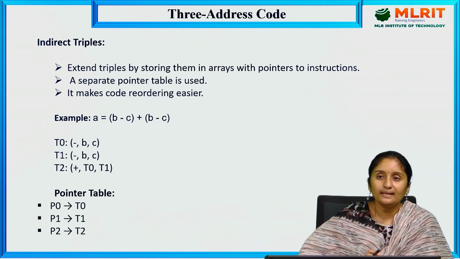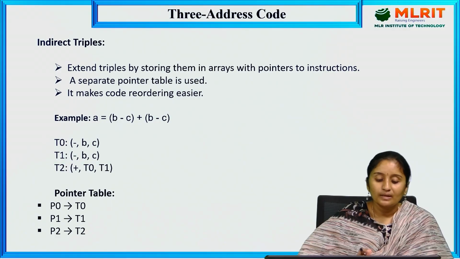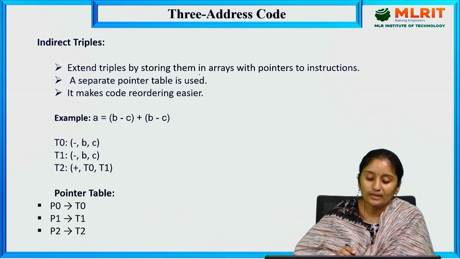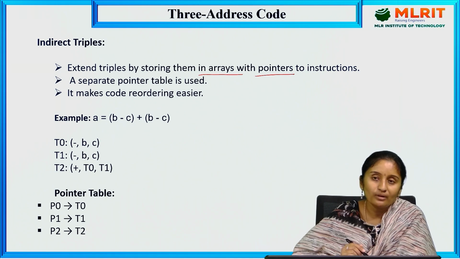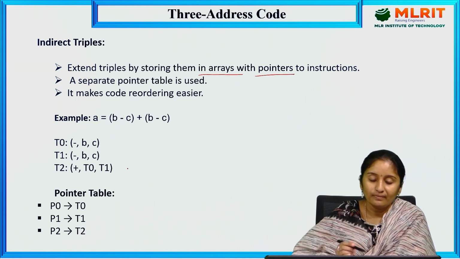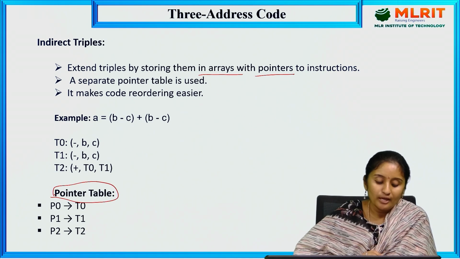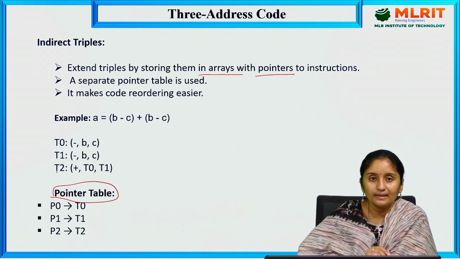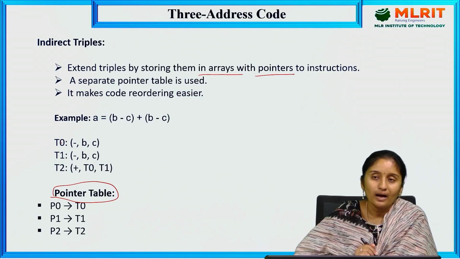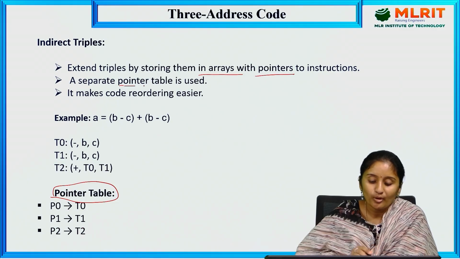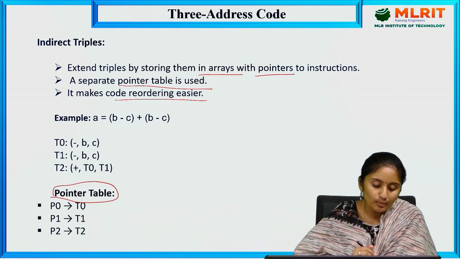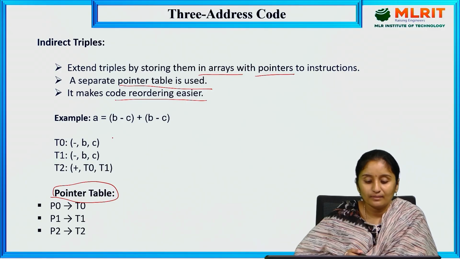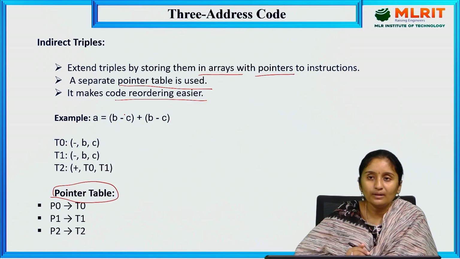So, the next one is indirect triples. Here we are extending the triples by storing them in arrays with pointers. Here we are going to have one extra table, that is the pointer table. It stores the addresses of these indices. A separate pointer table is used. It makes code reordering easier, so by using this pointer table, the code can be easily reordered.